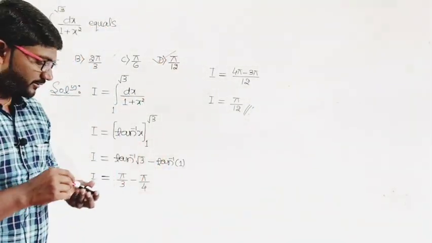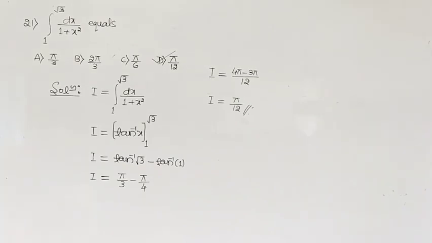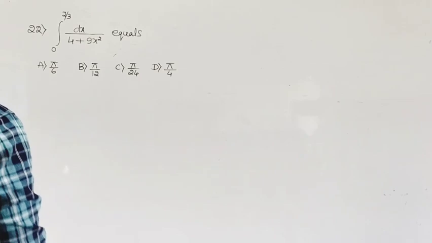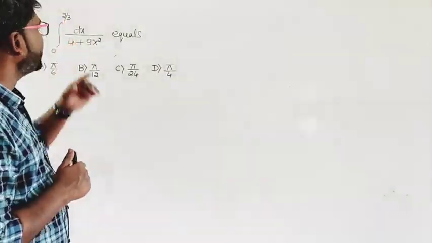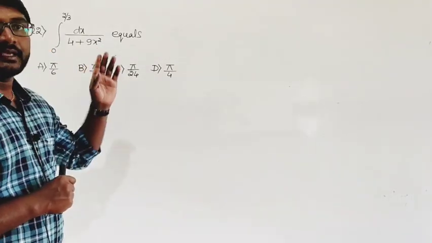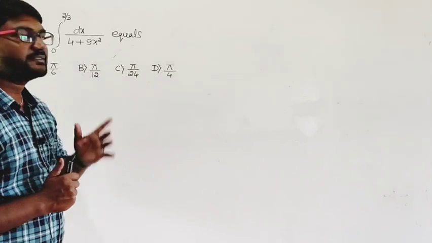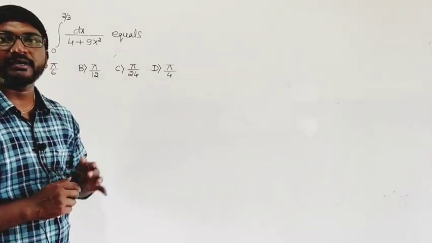So this is all about the 21st question. Now the 22nd question: integral from 0 to 2 by 3 of dx by 4 plus 9x square equals, and then the four options are pi by 6, pi by 12, pi by 24, then pi by 4.